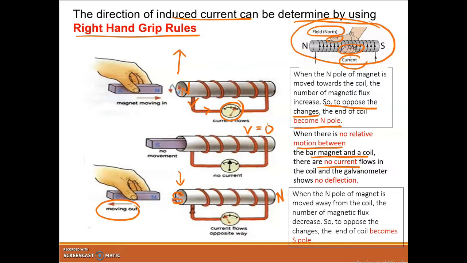So, how do we determine the direction? We use the right-hand grip rule. So, the direction of current will be like this. Okay, so it is like this. Okay, so the direction of current, the galvanometer deflection, will be to the left.